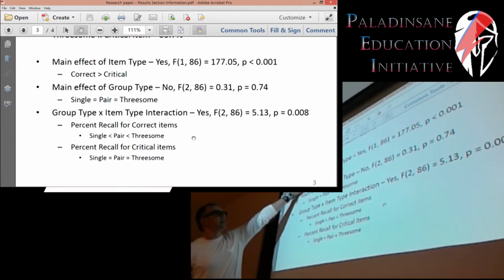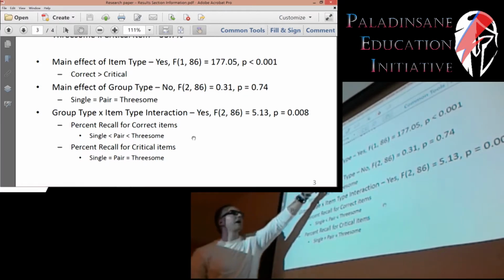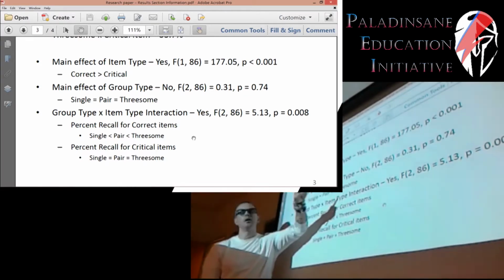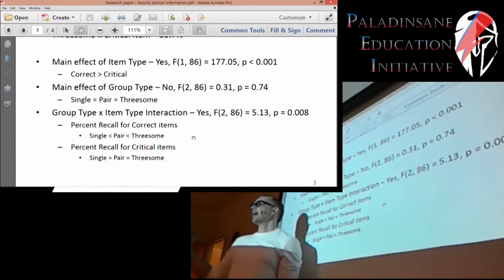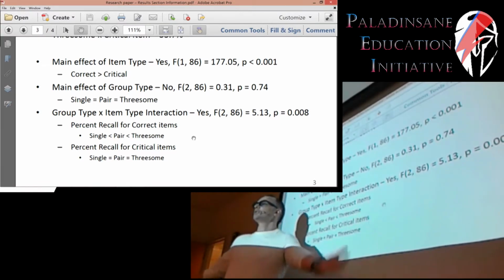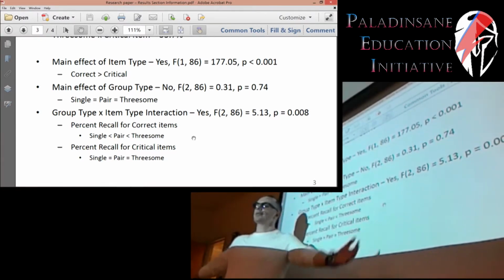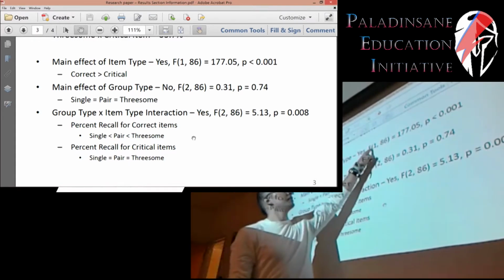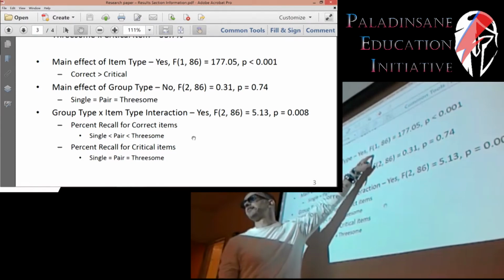The way that you read this is it first is going to ask you, is there an effect for a particular variable? So when this says main effect of item type, yes, that indicates that there was a difference between the recall for the two types of items. There was a difference between the recall for correct and critical items. And then this is the statistics that backs it up.